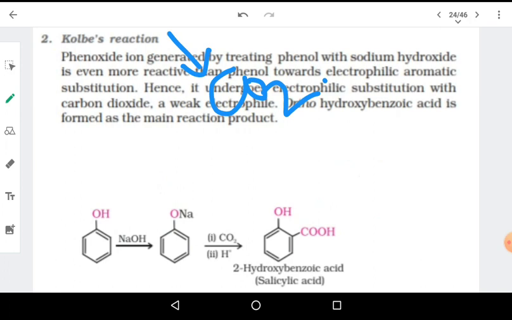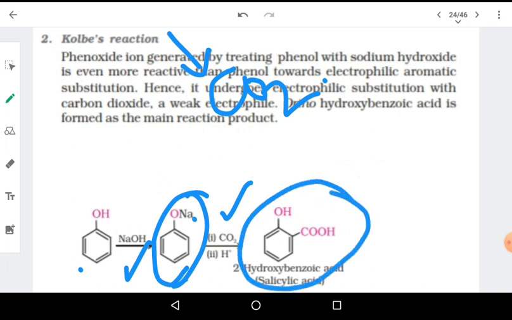So here what happens? We have phenol treated with NaOH. We will be getting sodium phenoxide, and we have to treat it with CO2. We will be getting salicylic acid. So this is known as Kolbe's reaction. This is important. They can give directly this equation and ask what is the reaction.